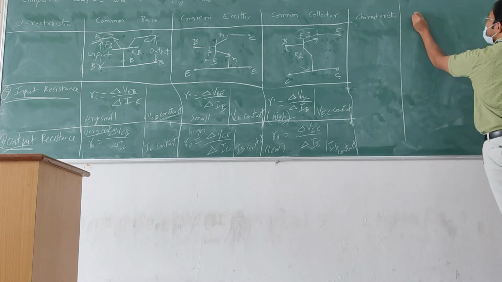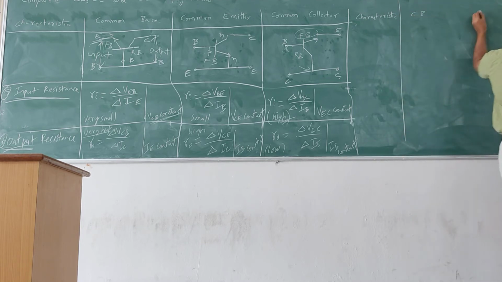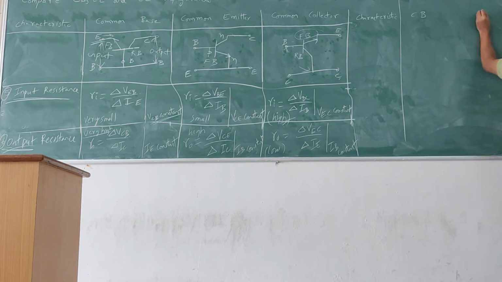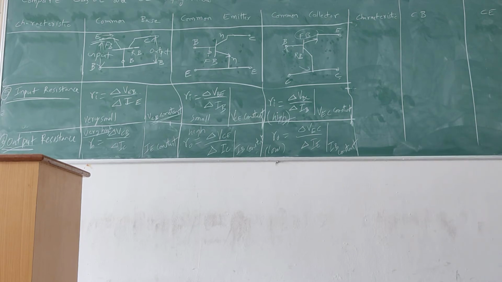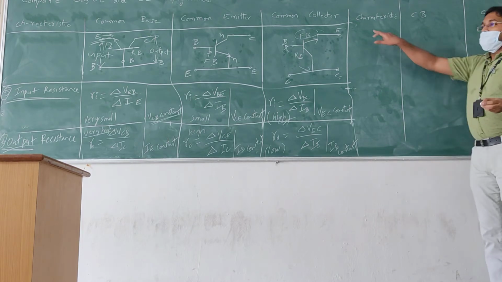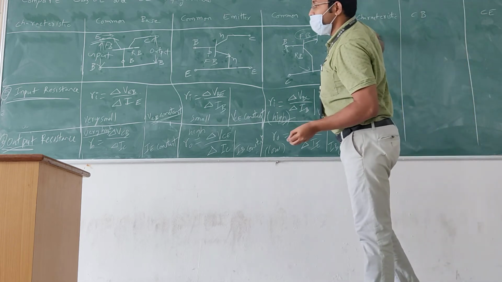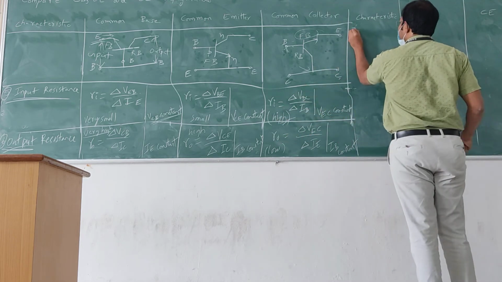Then I will write common base, common emitter, common collector. As I told you, what will be the next point? Voltage gain. Very good. Current gain and voltage gain. So next I will take current gain.